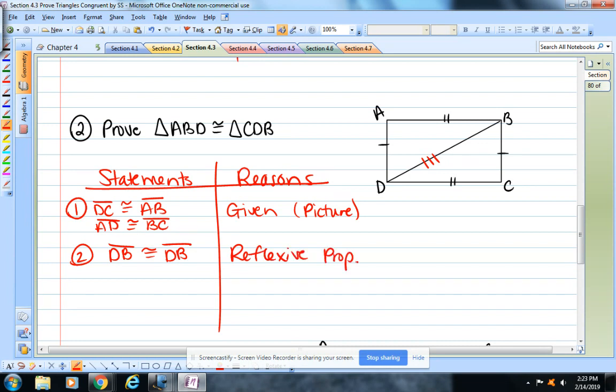Now, do I have all three sides congruent to three sides in both triangles? Yes. So I can say triangle ABD is congruent to triangle CDB because of what postulate? Side. Hey, we have not talked about angles yet. Save it for Tuesday.